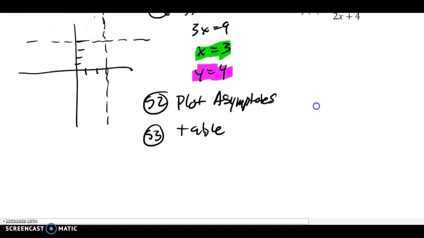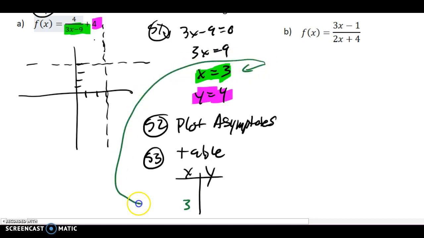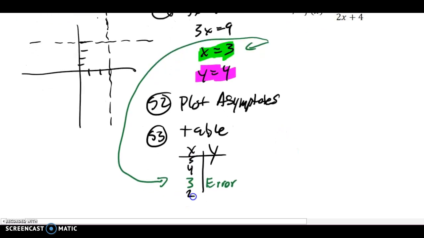Okay, so our table of values is going to be x, y, and this number right here, the 3, is where we're going to start out. So this was what's going to go right there. And we're going to do 2 above it and 2 below it. Now 3 is an error. Okay, so we can't do 3, but we can do 4 and 5, and we can do 2 and 1.